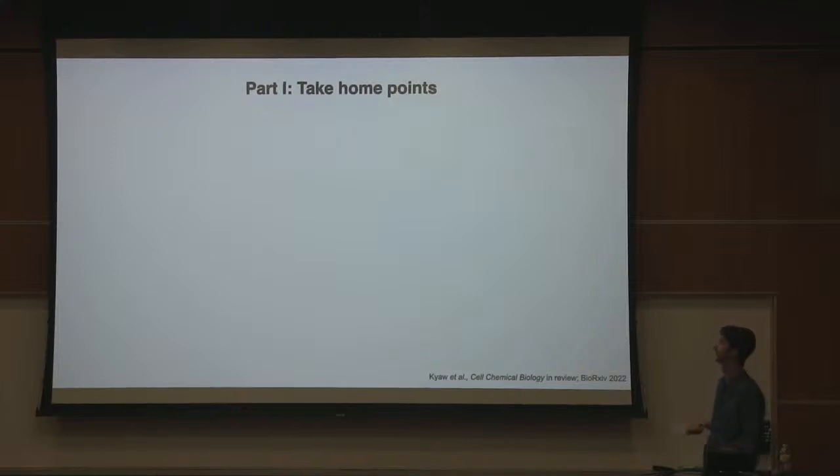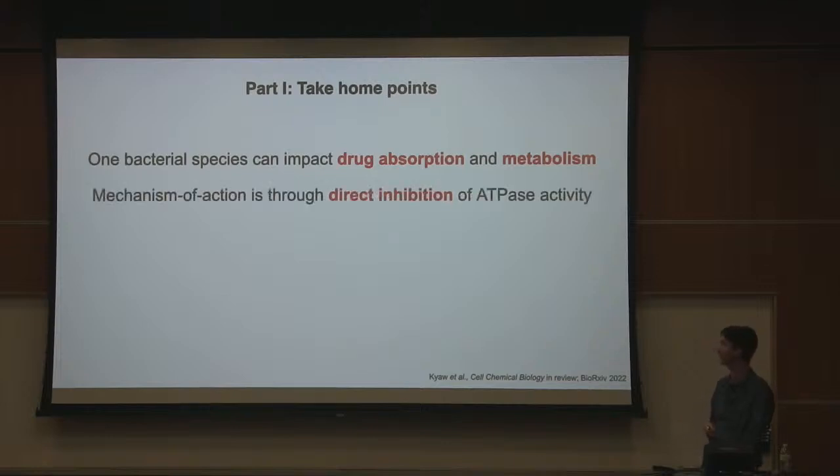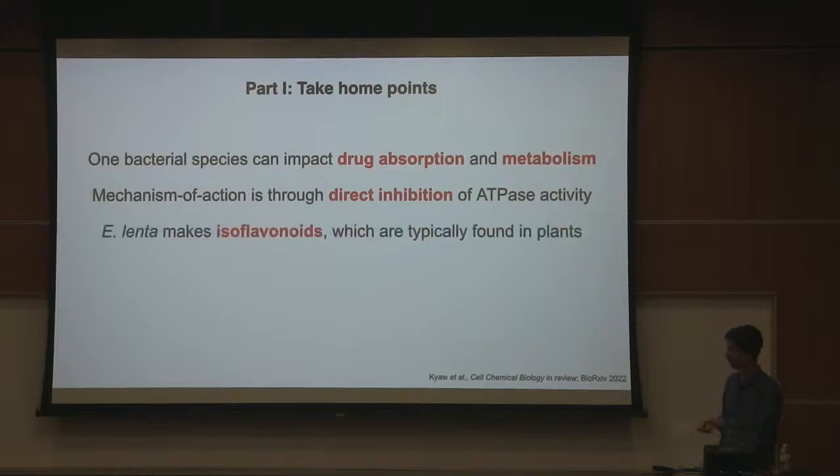To summarize this part of the talk, I've shown you that a single bacterial species can impact both the absorption of a drug and its metabolism, really complicating how we think about the role of the microbiome in pharmacology. We've found that our data suggests that the mechanism of action is through direct inhibition of PGP's ATPase function. And we were also surprised to see that these compounds are within the isoflavonoid family, which are typically found in plants. These are really well studied in soy products, for example, and not something that we normally think about as coming from the gut microbiota.